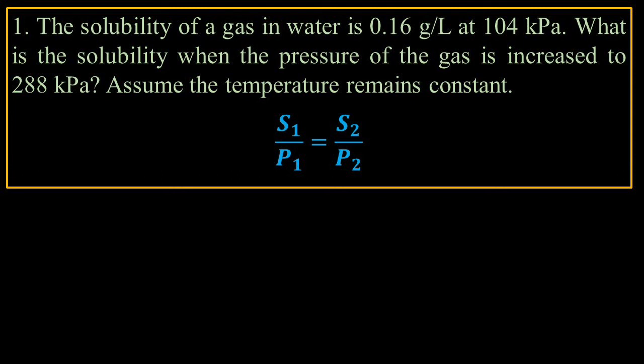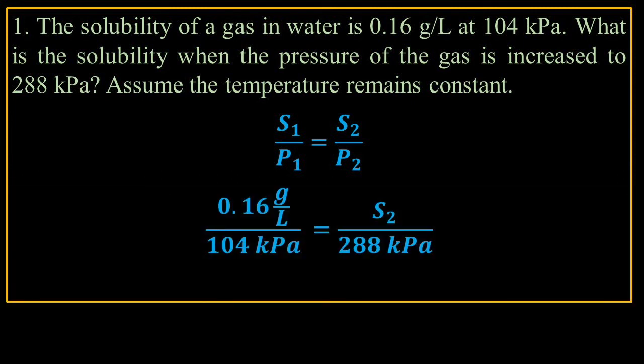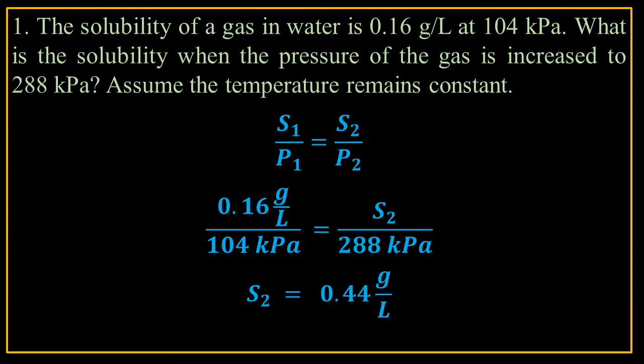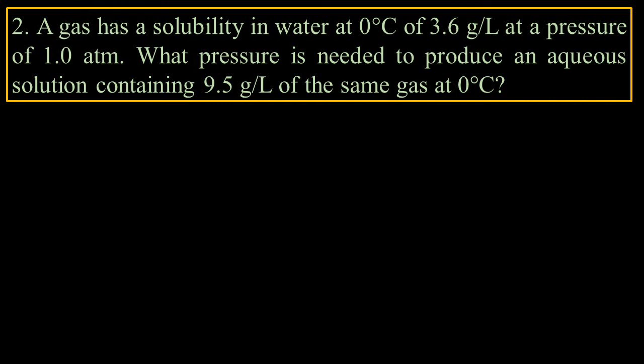Here's the equation. S is solubility, P is pressure, and it's in kilopascals. There's the plug-in. And then solve for S2. Very simple. Cross multiply and divide, and the answer is 0.44 grams per liter. Notice that the solubility is in grams per liter.